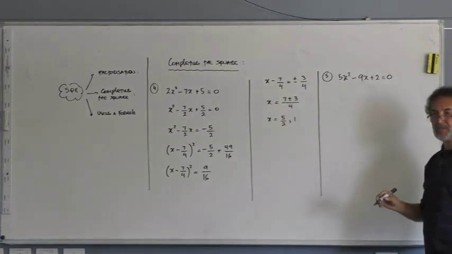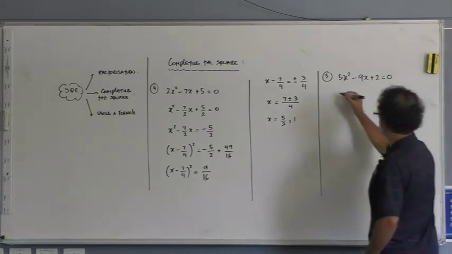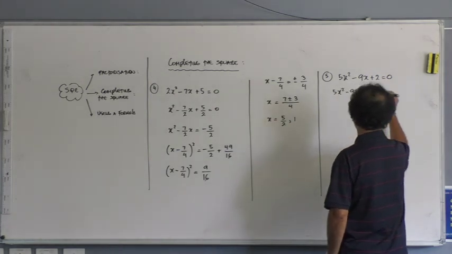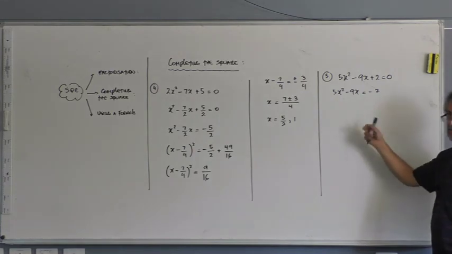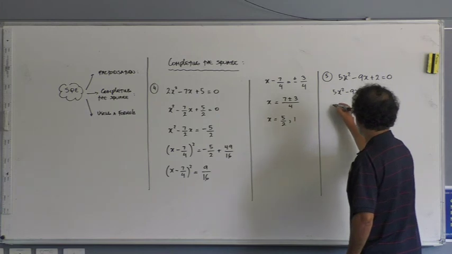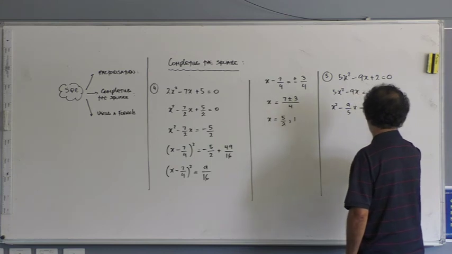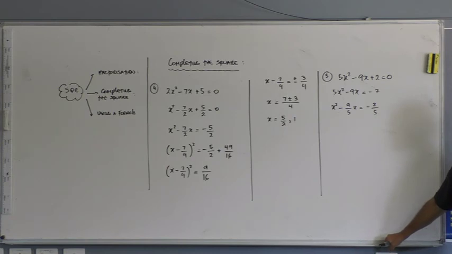I'm going to do the first step for you. You're going to move this plus 2 over the other side, so we're going to do 5x squared. You can divide all by 5 first, it doesn't matter. The next step is to divide by 5, so x squared minus 9 over 5 is equal to minus 2 over 5. You're going to leave it there and then see what else you can do.